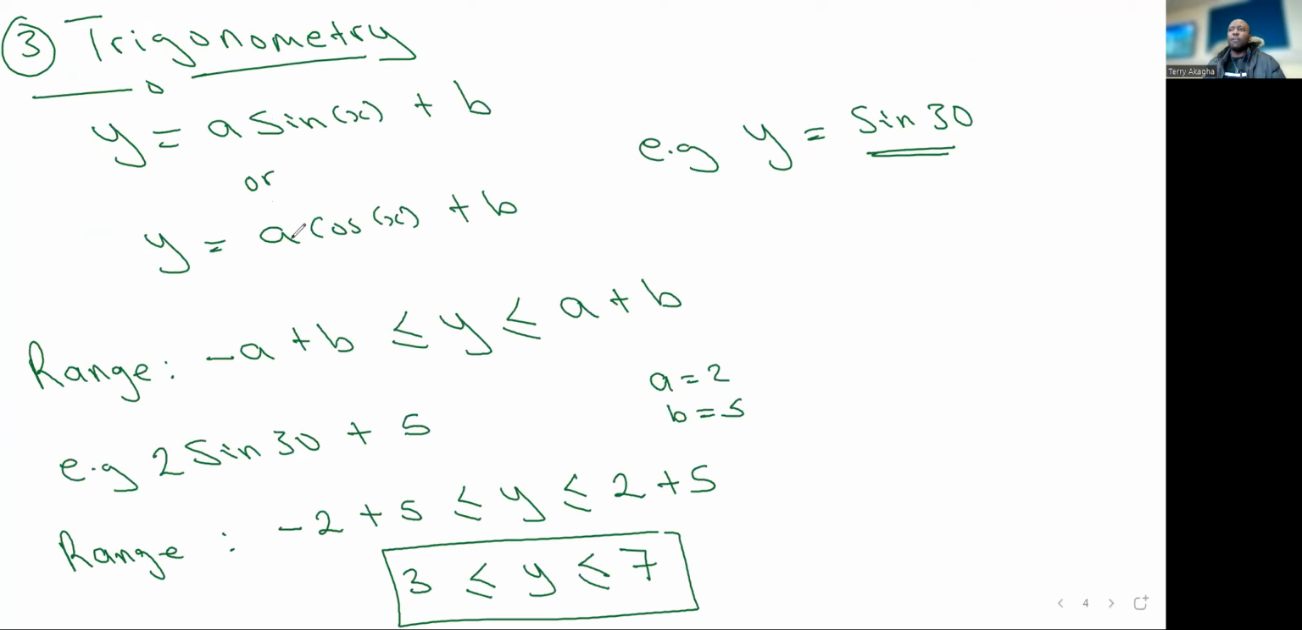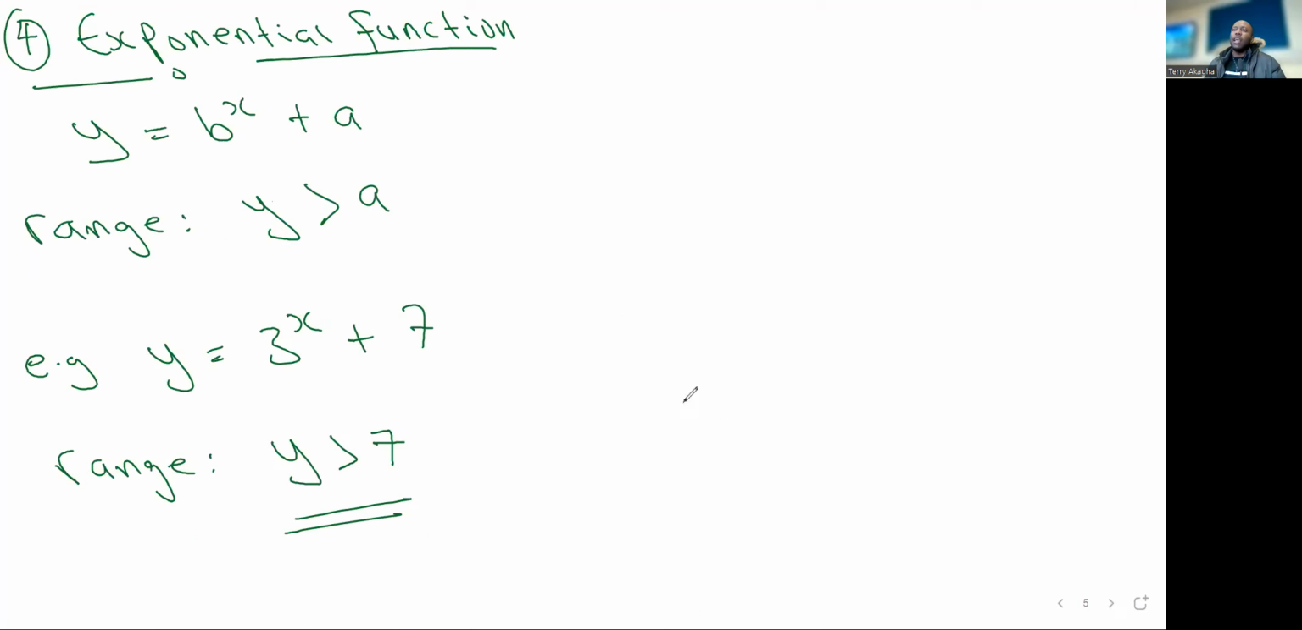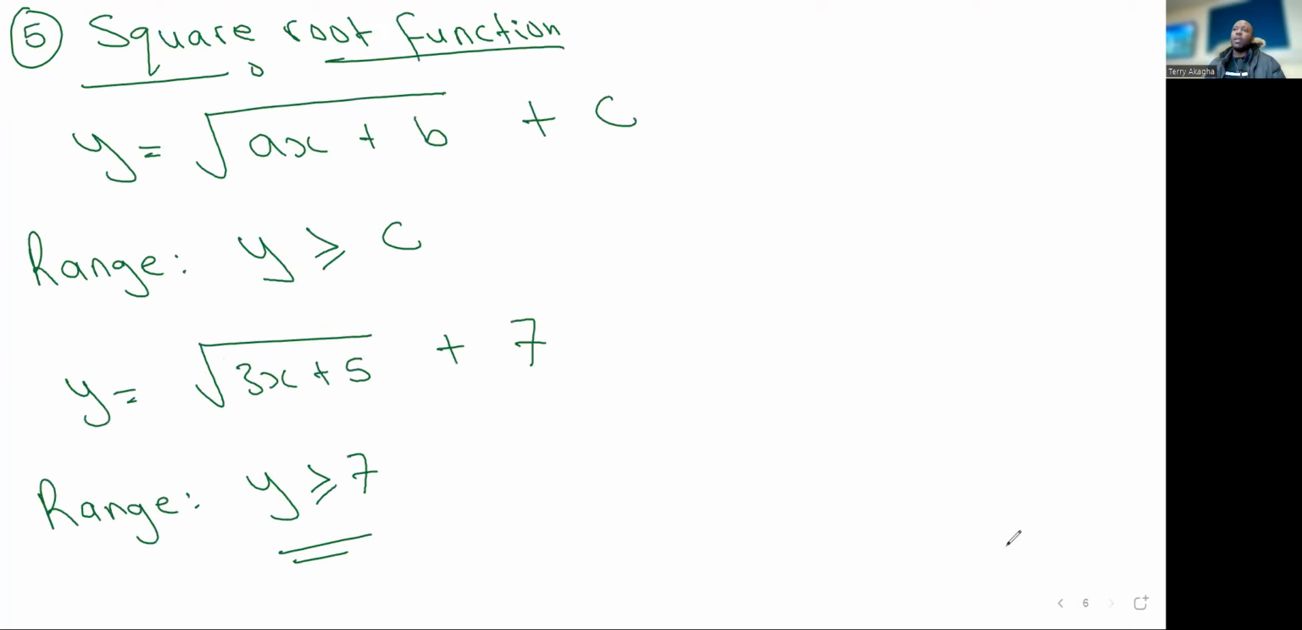Then for trigonometry, it's going to be minus a plus b is less than or equal to y and less than or equal to what? A plus b. If it's an exponential function, the range is always greater than what? Greater than a. And for a square root function, the range is always greater than or equal to what? C. And that is that for that.